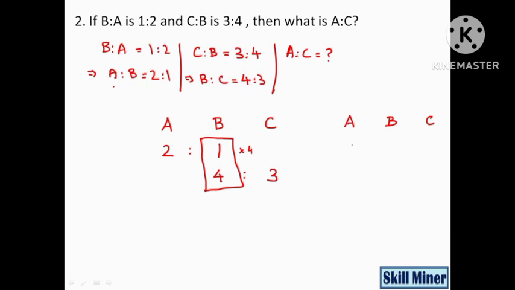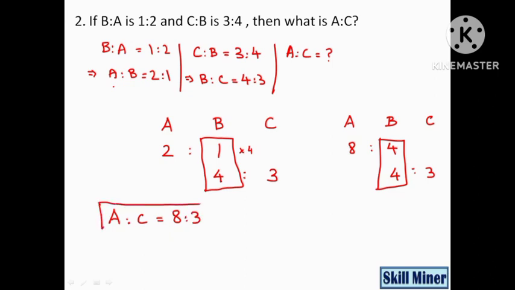ratio of A and B will become 8 is to 4. B and C will become 4 is to 3. Now we have a common B ratio. Since we have a common B ratio, the ratio of A and C will be 8 is to 3. This 8 is to 3 will be our answer.